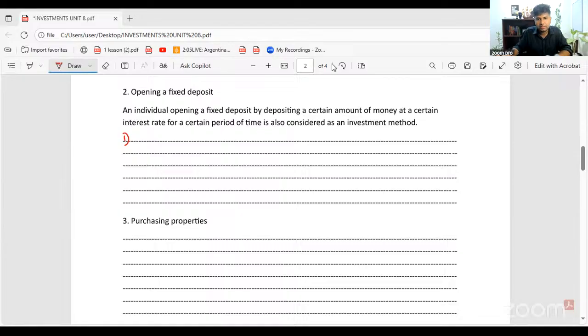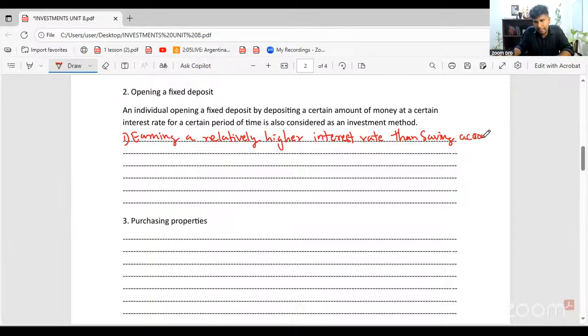In your whiteboard, right? Therefore, number 1, write down: earning a relatively higher interest rate than a savings account. So more than a savings account, in a fixed deposit the interest rate is higher. What is the number 2? It is safe as well, because you are investing your money in the bank, right? Therefore, a safe investment method.